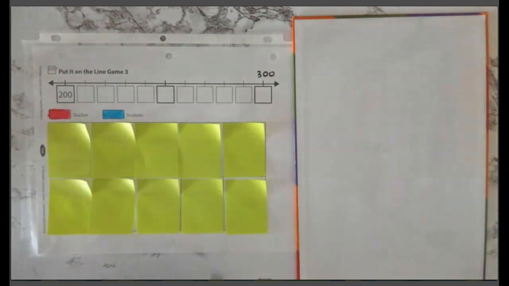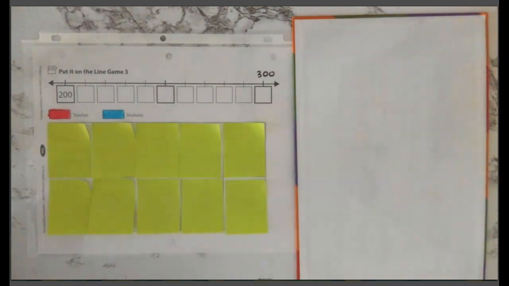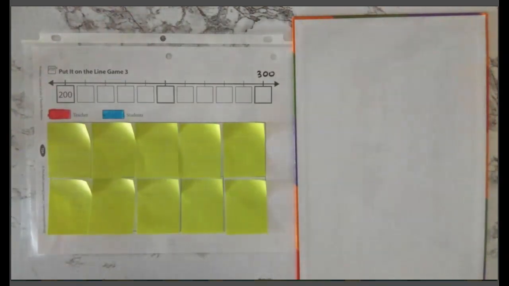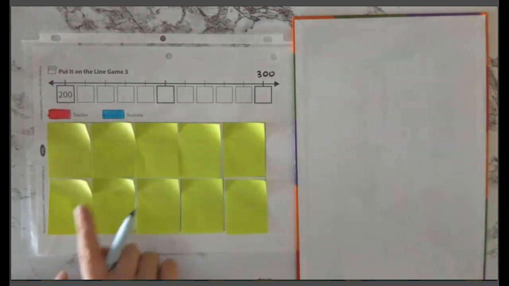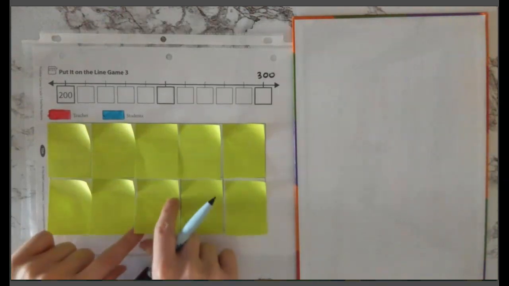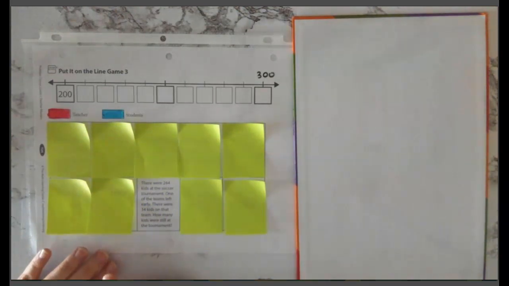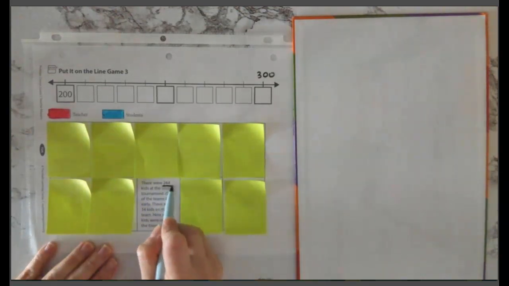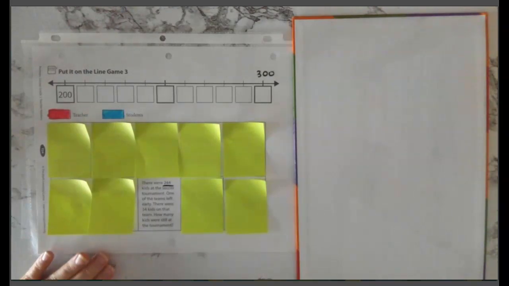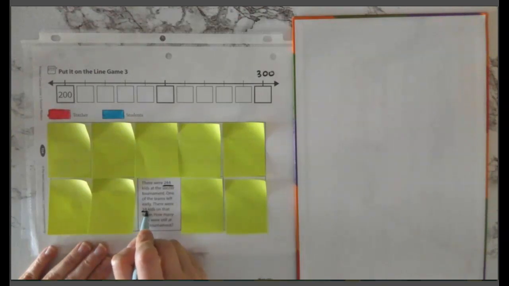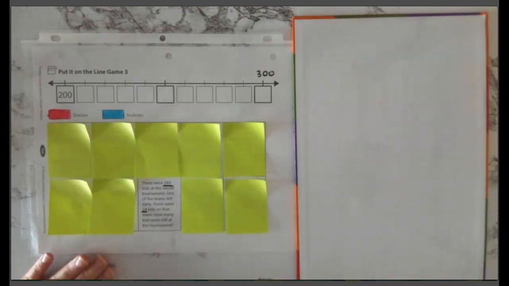Last time we were only able to pull 6 problems. Let's see how many we get to today. Last time we played, you got to go first, so I'll pull the first problem today. I think I want this one in the middle. It's a story problem. It says there were 244 kids at the soccer tournament. One of the teams left early. There were 34 kids on the team. How many kids were still at the tournament?